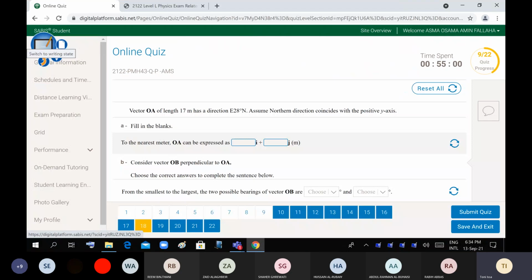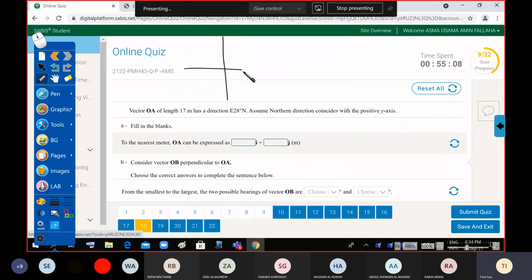We can see that we have a vector OA of length 17 meters and direction is east 28 north. So if I want to draw it, this is east, this is north, this is 28 approximately. What do they want to find? The nearest meter OA can be expressed as, so they want it in terms of i and j. So it will be 17 cosine 28 i plus 17 sine 28 j. Why? Because it's already with the positive x-axis, I can directly substitute that.